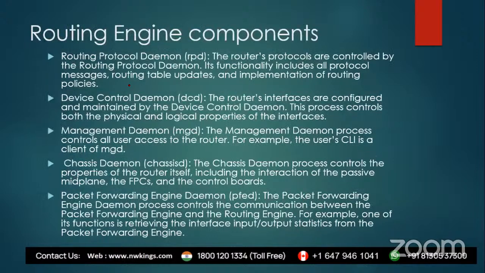So these are the components. As I said earlier, you will see different daemons: RPD, the routing protocol daemon; the device control daemon, DCD; and MGD. For management, we have a separate daemon, and this is chassisd, and this is PFED. The routing daemon deals with all routing protocols and routing functions, routing table updates. Everything is handled by this process, the routing protocol daemon process.